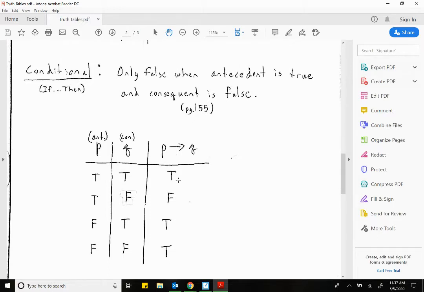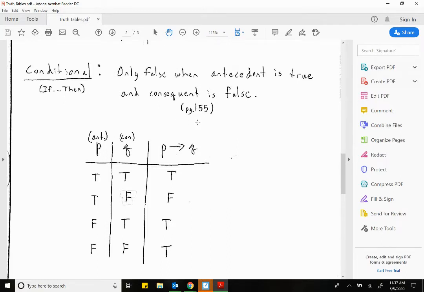Just like when we were talking about how there's so many ways to write conditionals, the order of conditionals and truth tables is super important. Okay, so what we know about conditionals is they are only false when the antecedent is true and the consequent is false. And again, you can find this information on page 155.